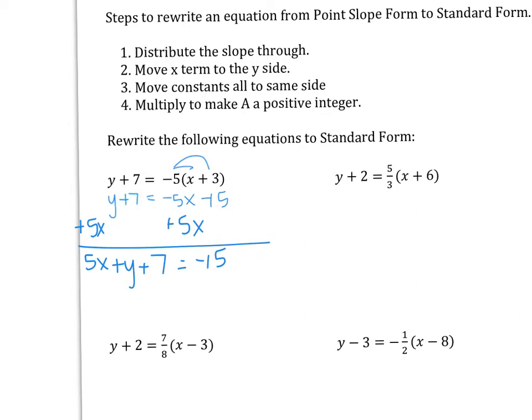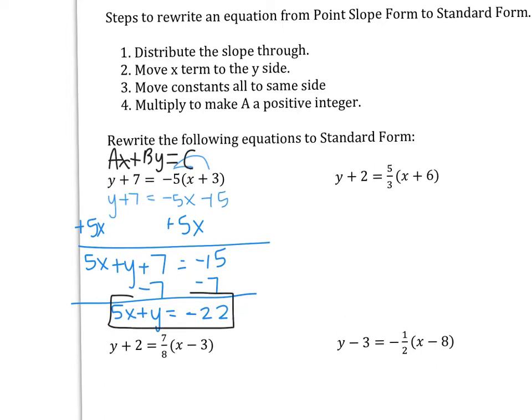Now again, the main goal is we are trying to get ax plus by equals c. So the x and y terms on the left-hand side, the numbers or constants on the right. So now step 3, move constants all to the same side. So let's subtract 7 and get 5x plus y equals negative 15 minus 7 is negative 22. And we look and we have no fractions, we have no decimals. And again, those are part of the rules of standard form. Can't have those. And a is positive, right?